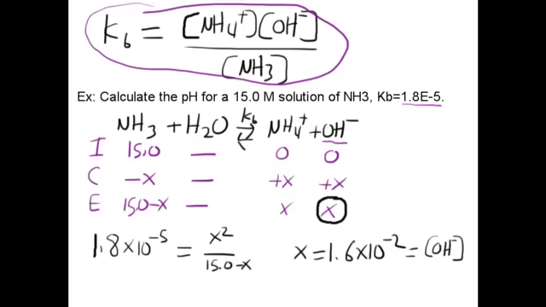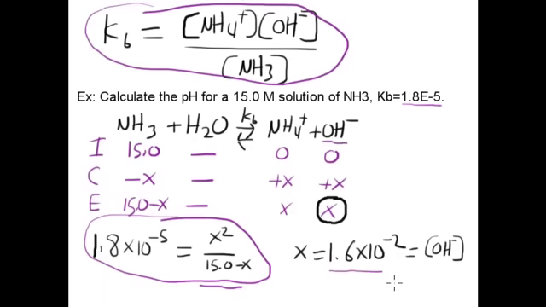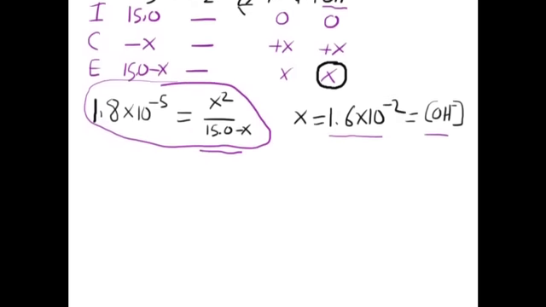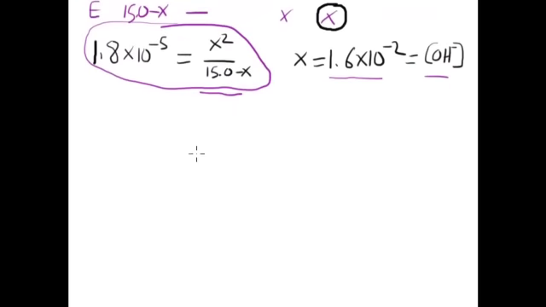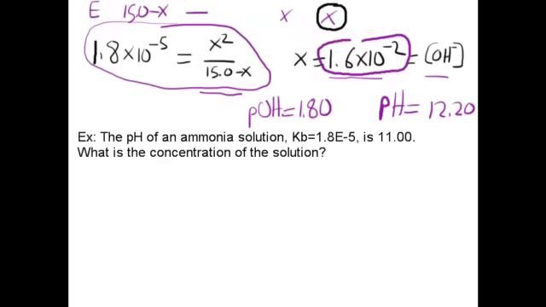So here is your equation that you need to solve. On your calculator you can graph y equals 1.8 times 10 to the negative fifth and y equals x squared over 15 minus x. The intersection should be at 1.6 times 10 to the negative second. That's equal to hydroxide ion concentration. So then you can solve one of the two ways we did earlier, and you'll find that the pH is equal to 12.2. Let's do one more example.